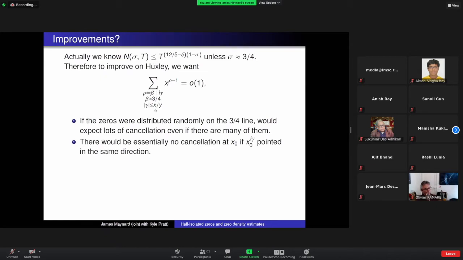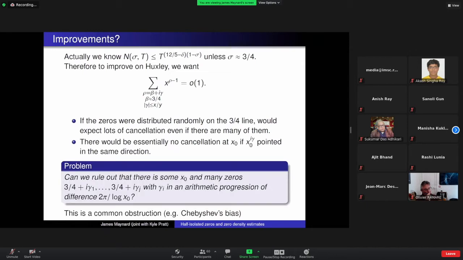However, you would need to understand something about the distribution of these putative zeros if you were to show that there was cancellation, because if it was the case that there was some value x0, and x0 to the i gamma, where gamma goes through the imaginary parts of the zeros on the 3/4 line, all pointed in the same direction, say they were very close to being real numbers, then you would have essentially no cancellation in this sum, and your only way of trying to prove anything would be to prove that there are a few different zeros on this 3/4 line, or close to the 3/4 line.